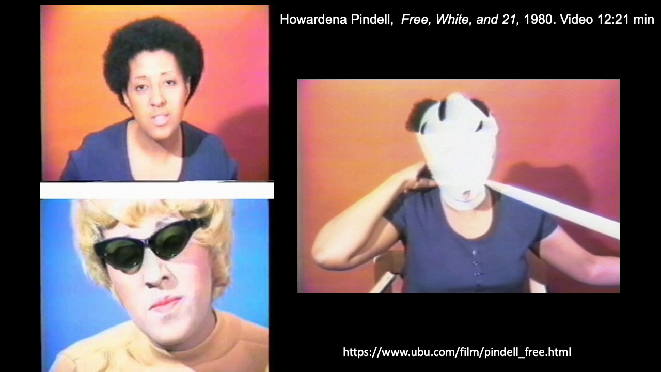Howardena Pindell was born in Philadelphia in 1943. She grew up in the lawfully segregated South, but racism was rampant nationwide. She was 21 years old when the Civil Rights Act passed in 1964. Now, this particular work is a video work titled Free, White, and 21 from 1980.